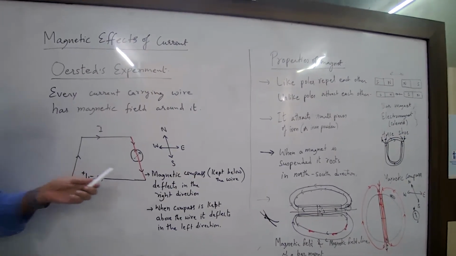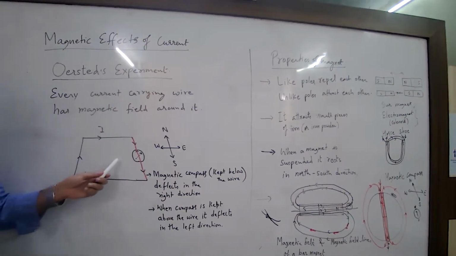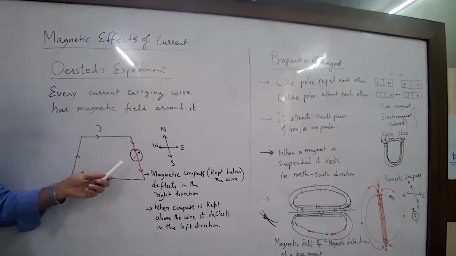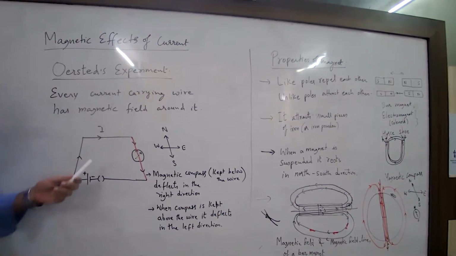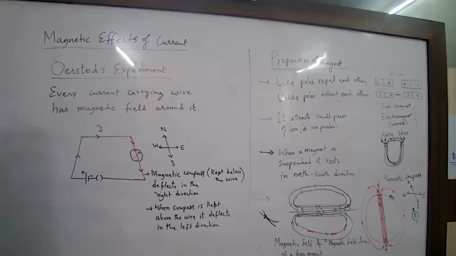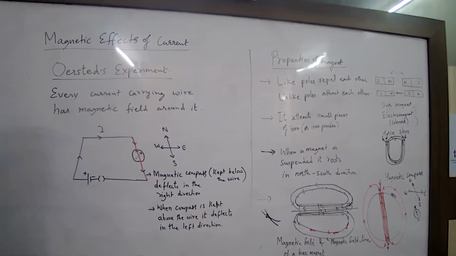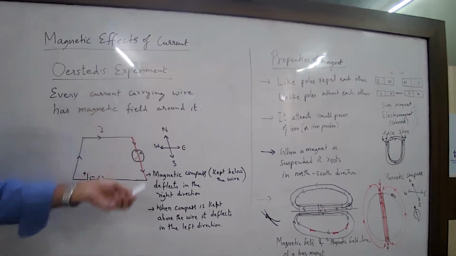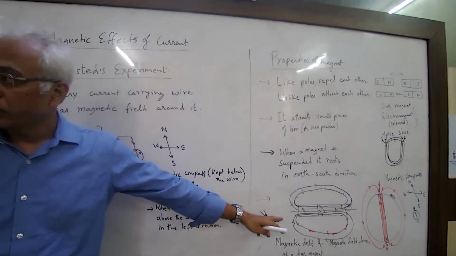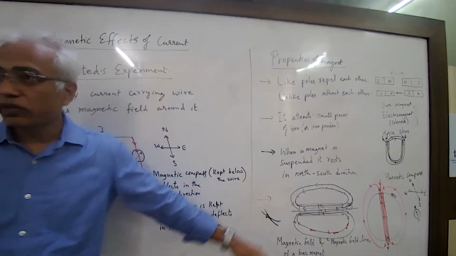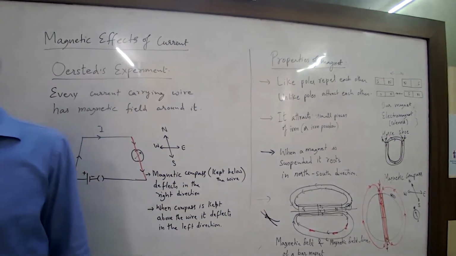So right now we have understood this. When the magnetic compass is kept below, it points in the right direction, and when it is kept above, it points in the left direction. When will the magnetic compass deflect? Whenever there is a magnetic field or magnet near it. Otherwise, it will always point along the Earth's magnetic field. Earth's magnetic field is very weak compared to any bar magnet's field. Near the bar magnet its field will be stronger, so the compass will be influenced by the bar magnet over the Earth's magnetic field.